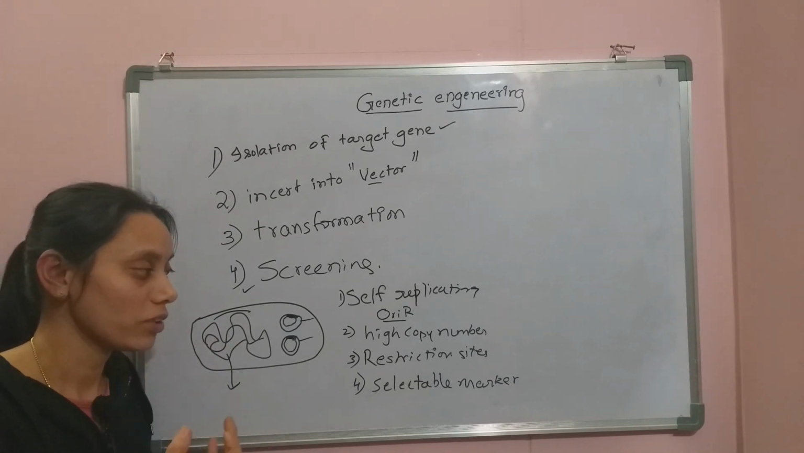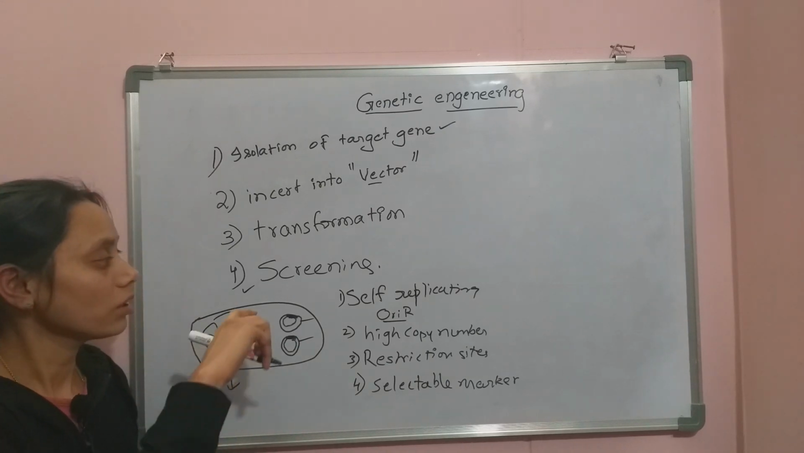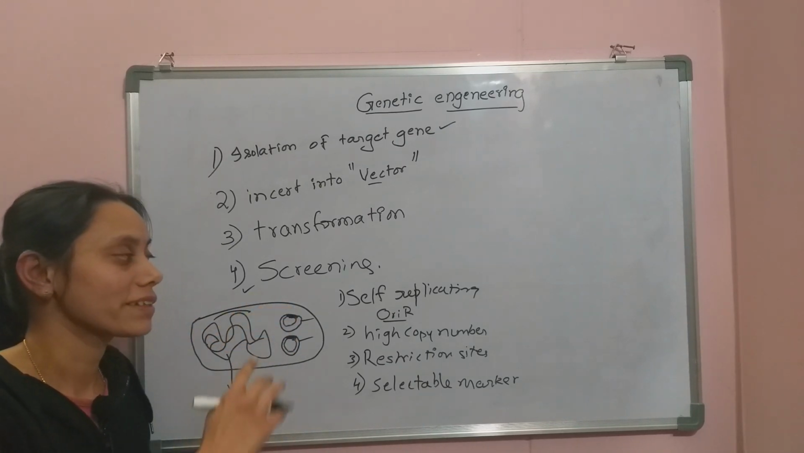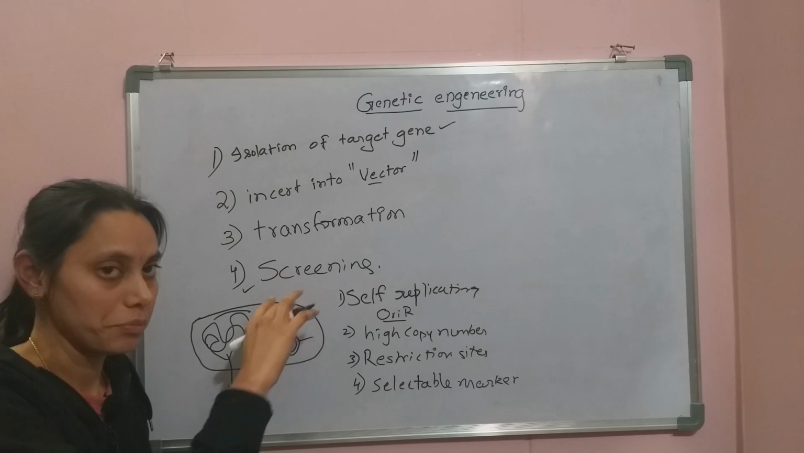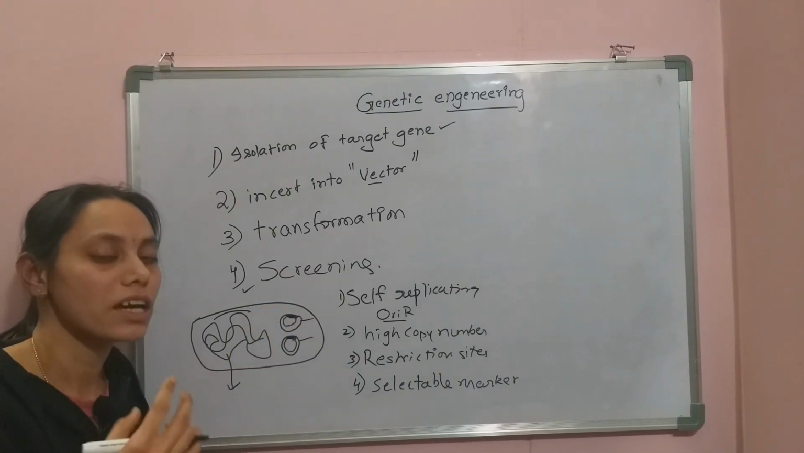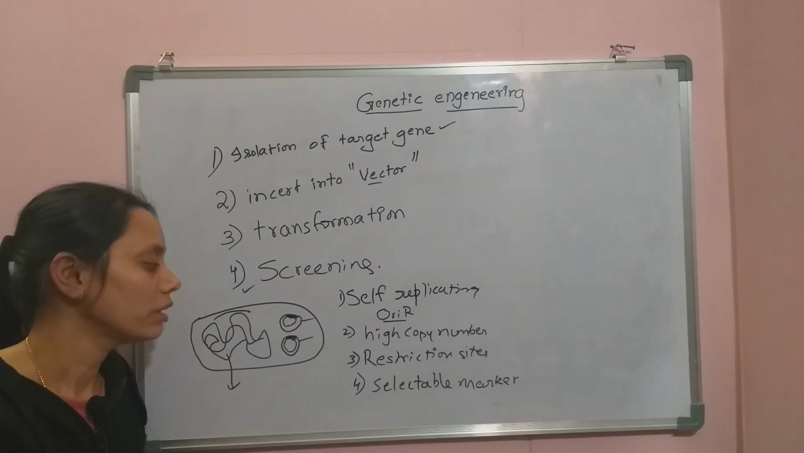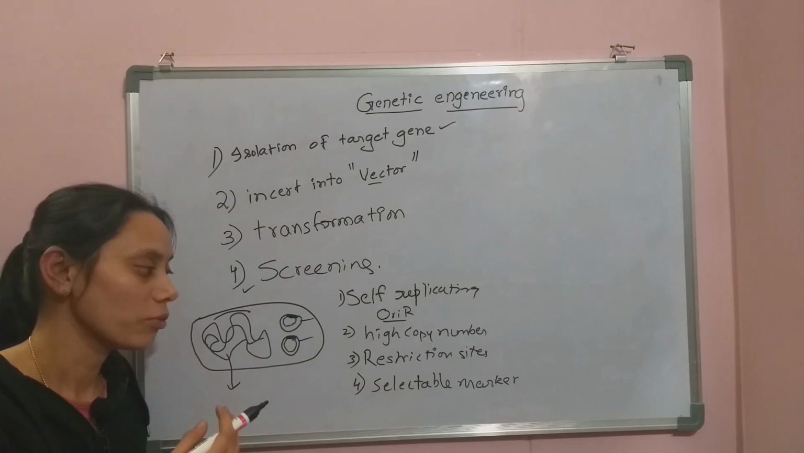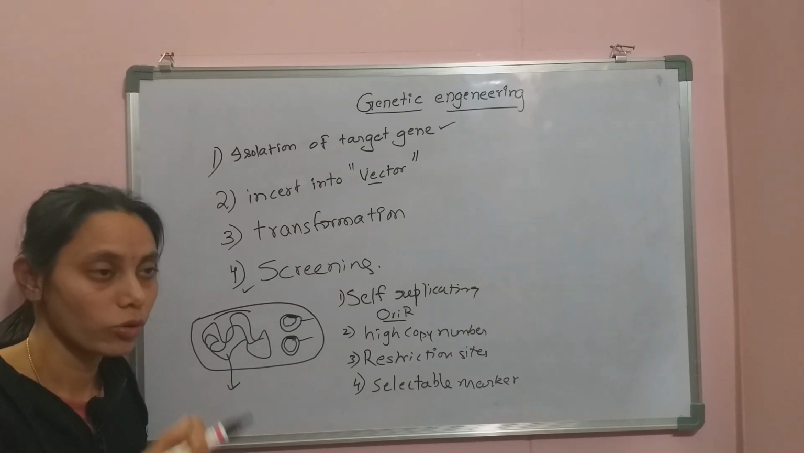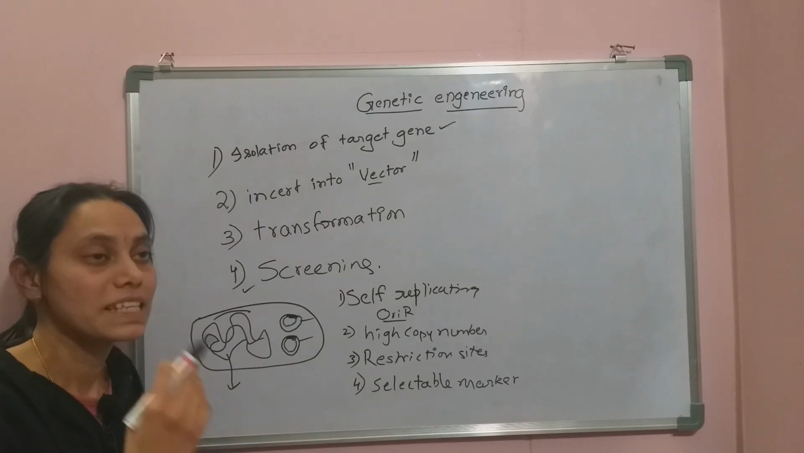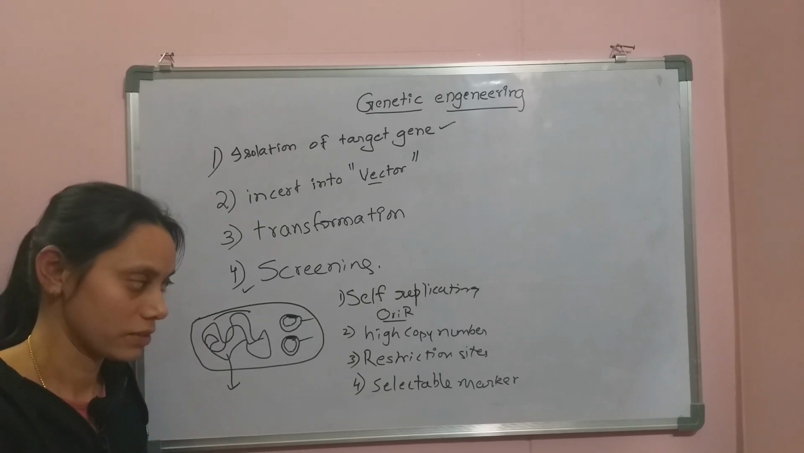So these recombinant vectors, as we already discussed in the screening step, we need to select the transformed cells. So here these vectors need to have a selectable marker. So this marker helps us to select the transformed cells.